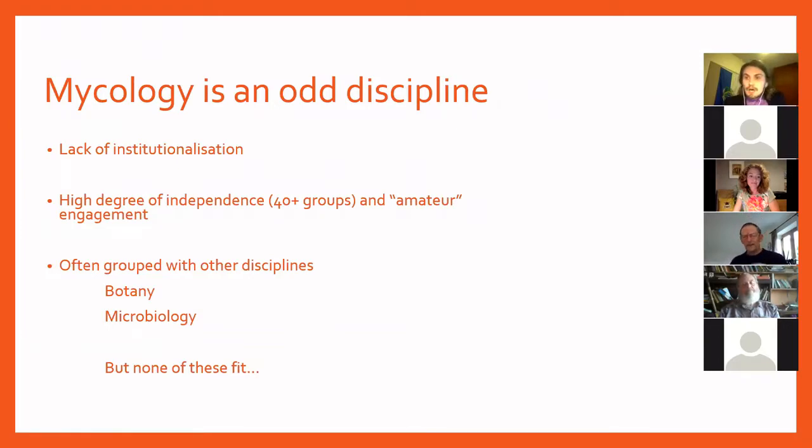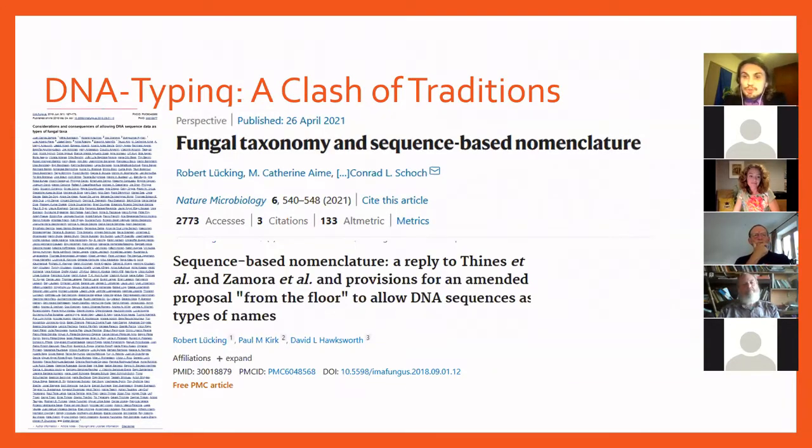Something contemporary, which I'm really fascinated by at the moment, is this push towards the use of DNA typing. In many ways, it's a clash of traditions. I've taken here a couple of papers, the most recent one quite a conciliatory effort. But for those who are unaware, I'm sure that's very few of you, if any, there's been a push to allow DNA-only types for fungi, meaning that you can have a type without a physical specimen, only the sequence of DNA.